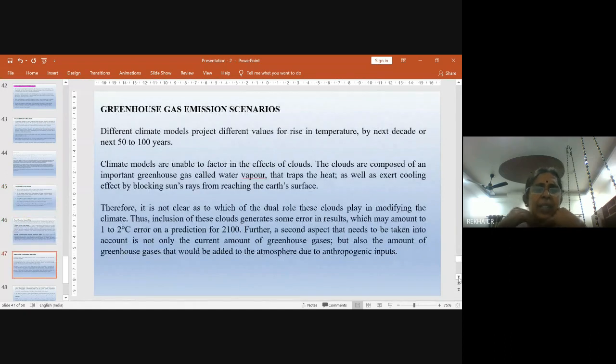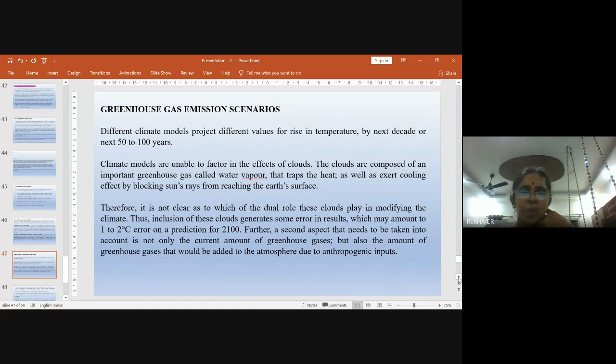Discussing the greenhouse gas emission scenarios, the climate models are unable to factor in the effects of clouds. Different climate models project different values for rise in temperature over the next decade or the next 50 to 100 years. These models are unable to take the effect of clouds because clouds are composed of the important greenhouse gas water vapor that traps the heat, as well as exerting a cooling effect by blocking the sun's rays from reaching the Earth's surface. Therefore, it is not very clear which of the dual roles these clouds play in modifying the climate. Thus, inclusion of clouds generates some error in results, which may amount to 1 to 2 degrees error on a prediction for 2100.